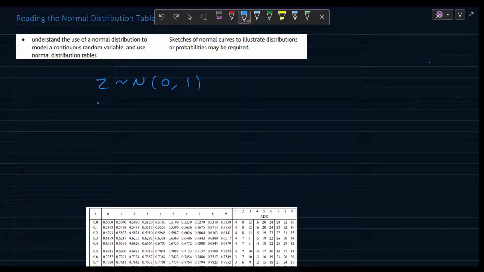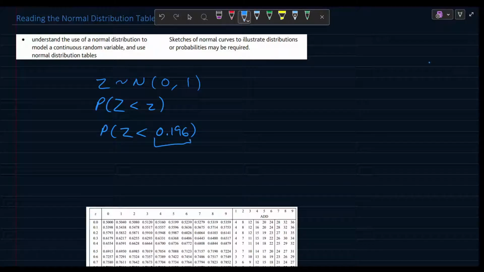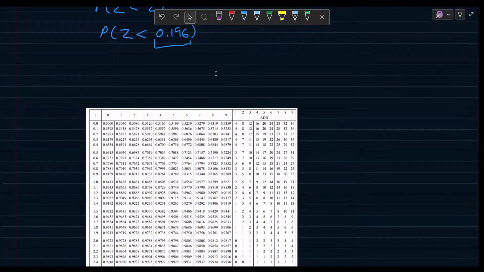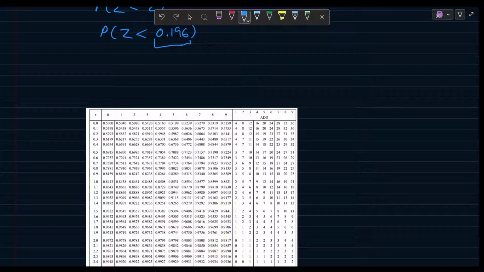So if we wanted to calculate the probability that Z is less than z, we would use our normal distribution table below. Say for example we wanted to calculate the probability that Z is less than 0.196. You read off the probability at 0.196. The way we do it is that your Z value always has to be to 3 decimal places, because we're only able to read up to 3 decimal places using our normal distribution table.